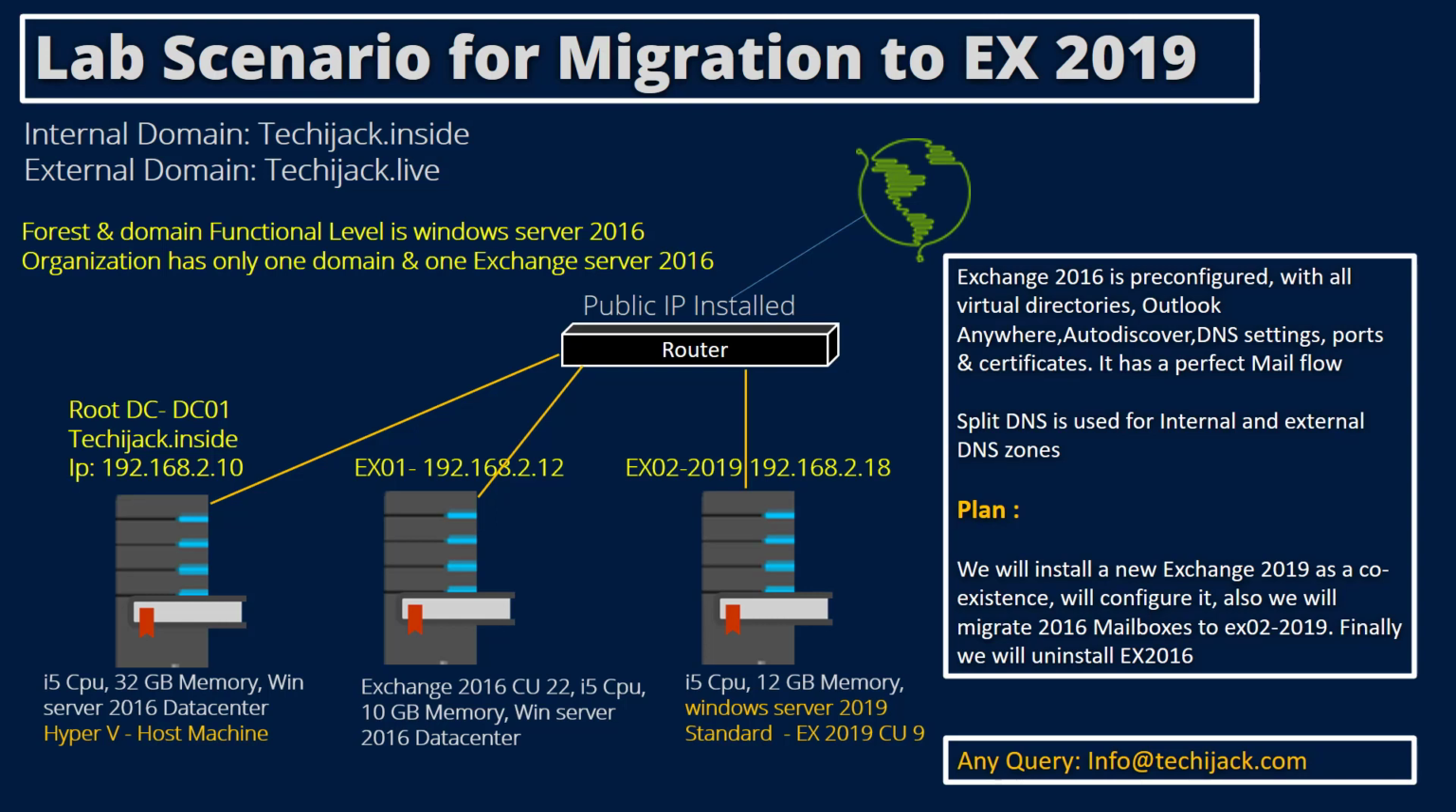Exchange 2016 is pre-configured with all the virtual directories, Outlook Anywhere, Autodiscover, DNS settings, ports, and certificates. It has perfect email flow, and we are using split DNS for internal and external DNS zones like techijack.inside and techijack.live. Our plan is to install a new Exchange Server 2019 as a coexistence, configure it, and migrate the 2016 mailboxes to EX02 2019, which will be the new Exchange Server 2019. And finally we will decommission our Exchange Server 2016.